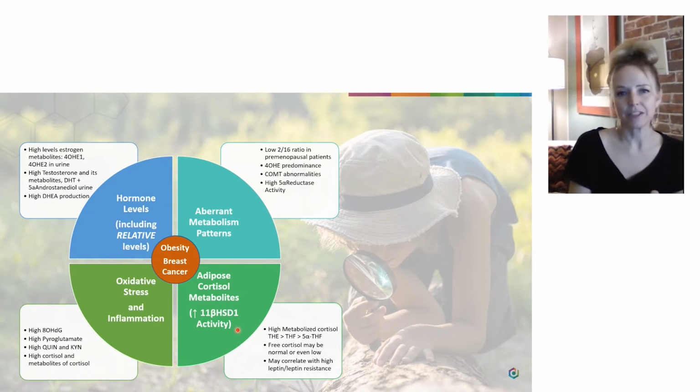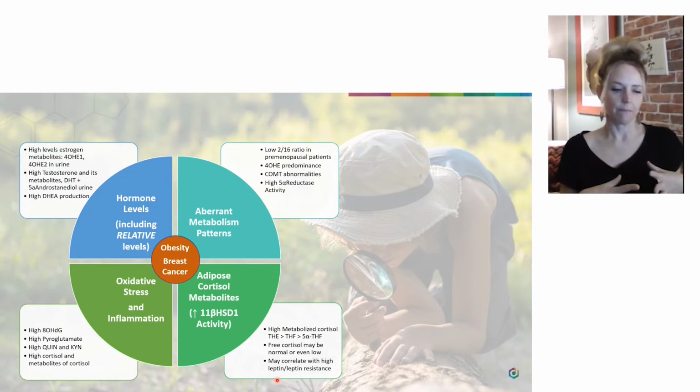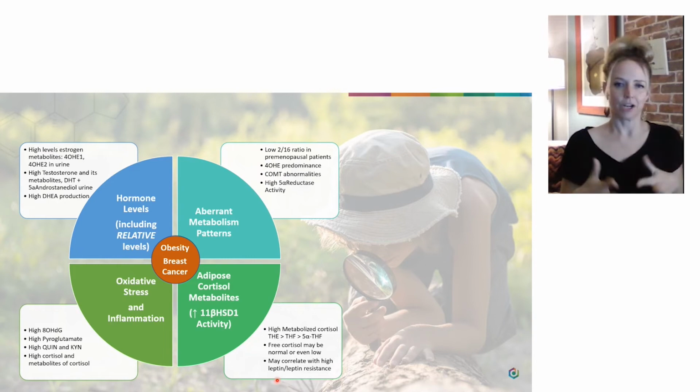So really focusing here can make a big difference for not only the way adipose tissue functions, if you're able to successfully treat that high 11 beta HSD1 activity to help people lose the weight, then you can go after leptin and leptin resistance.